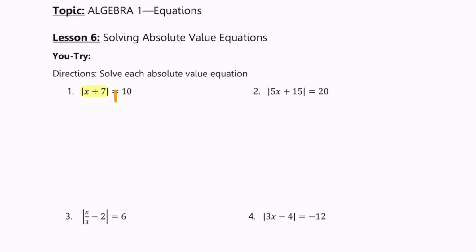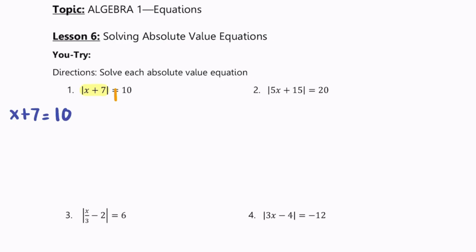So our first equation we set up just as is. We just drop our bars. And now to differentiate, I'm going to use a squiggle so we know this is a separate equation, and I'll use a different color. Now we're going to take what's inside and keep the inside exactly as it is, and instead of setting it equal to positive 10, we're going to set it equal to negative 10. And so now we have two equations to solve for.